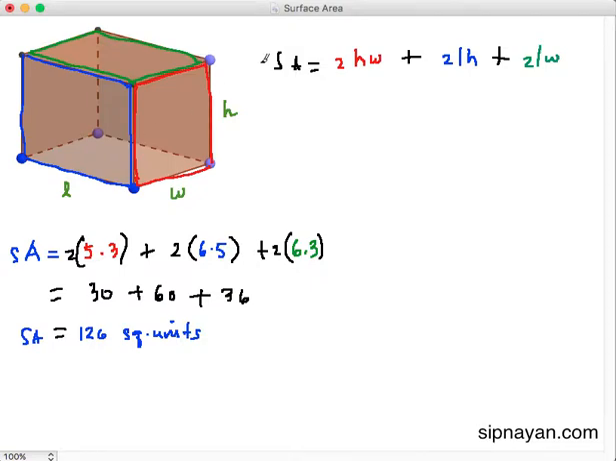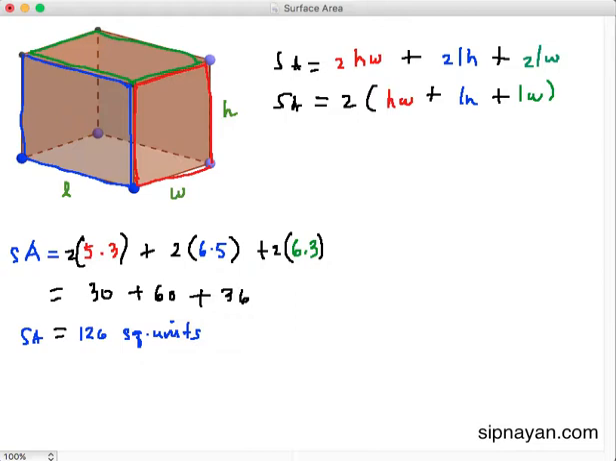So, any given number, o any given dimensions ng rectangular prism, we can just substitute, no? O pwede natin i-factor out yung 2 kung gusto nyo. But still the same, pwede natin i-factor out yung 2. We have height width plus length height plus L width. So, pwede rin yan kung gusto nyo i-factor out yung 2. Okay? So, pwede rin to. So, any of these two, pwede natin siyang gamitin.